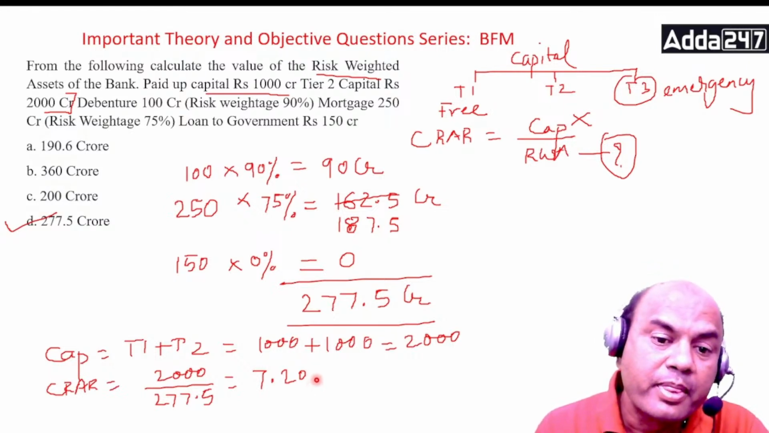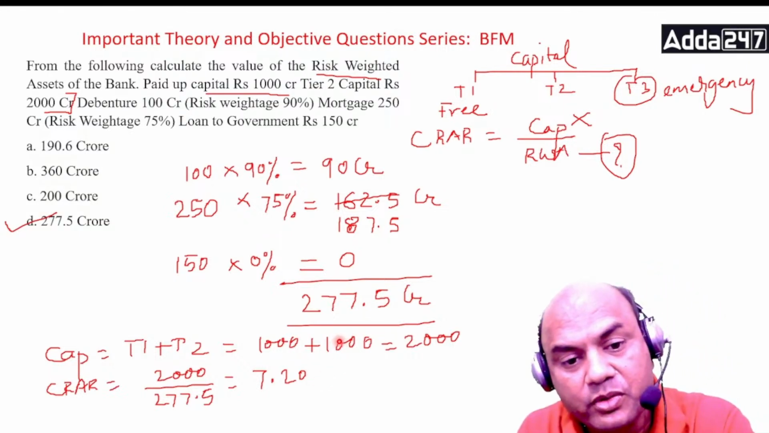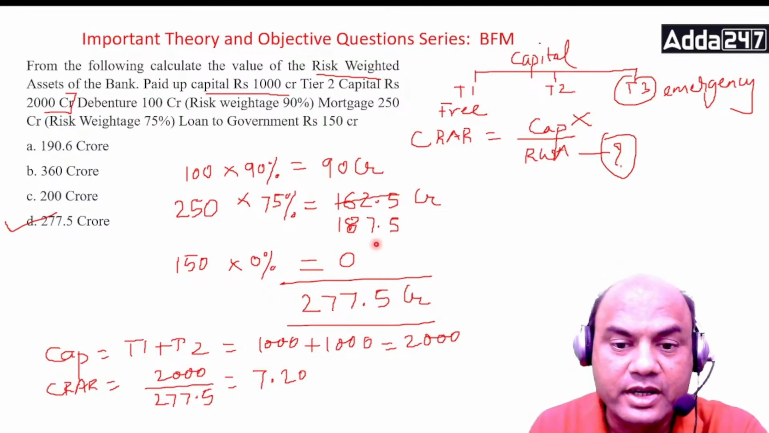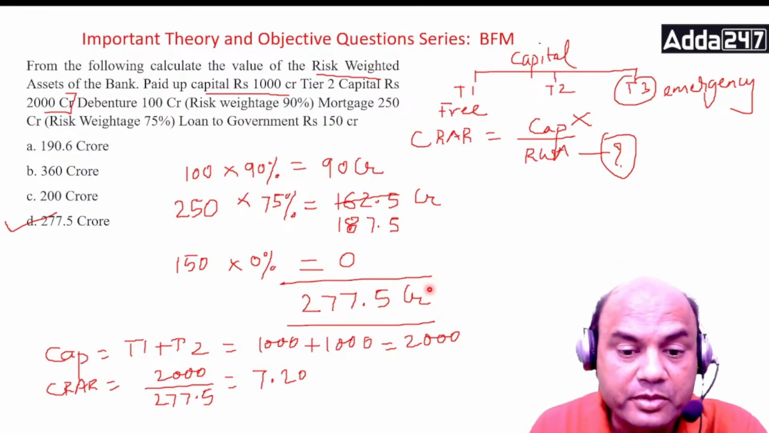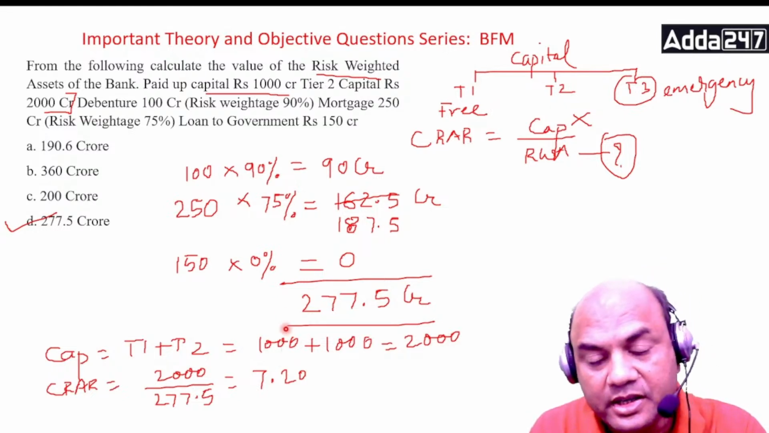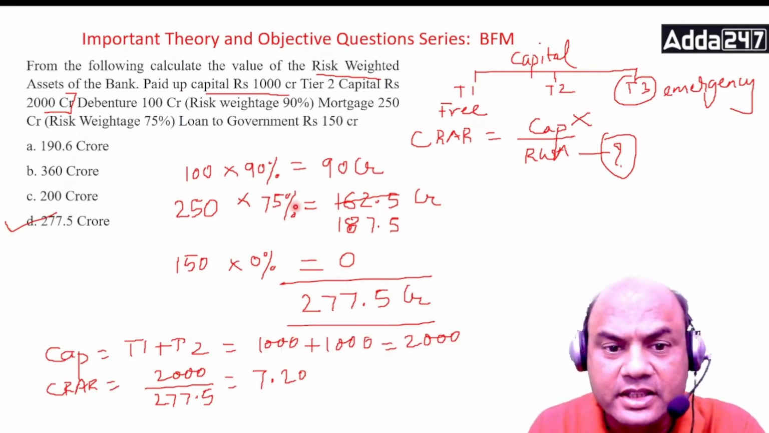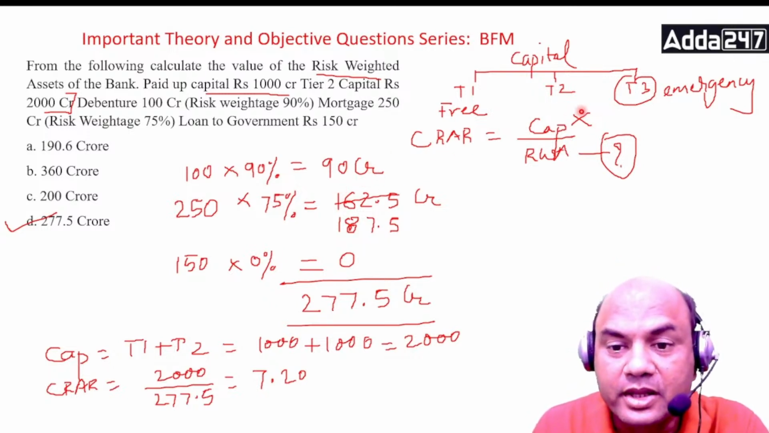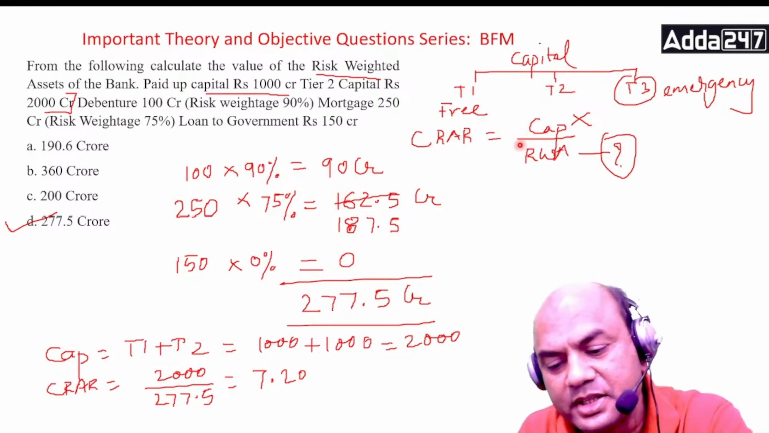So the important part over here was calculating the RWA, risk weighted asset. This is RWA, this is capital, this is your CRAR. Got it? Such a simple case study, but it's not that simple. You must know the formula. If you know the formula, then everything is easy, isn't it?